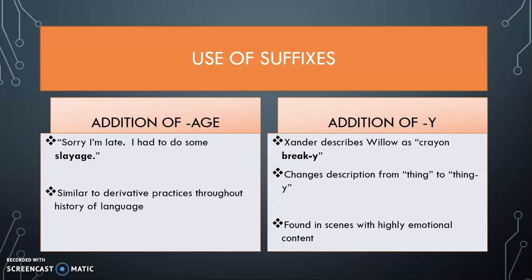As Susan Mandela points out in the addition of y, some of these terms can be found in scenes with highly emotional content, as when the character of Xander describes Willow, another character within the show, as crayon breaky, in an attempt to bring her down from wanting to destroy the world. Also, many of the characters describe objects and emotions as thingy with a y suffix, instead of thing. Throughout the series, Whedon uses these suffixes in multiple ways to create many new meanings of words, thus basically cementing a conversion of teen speak.